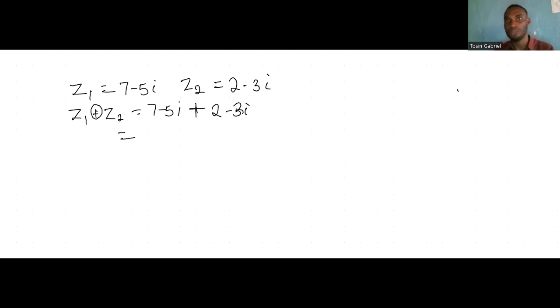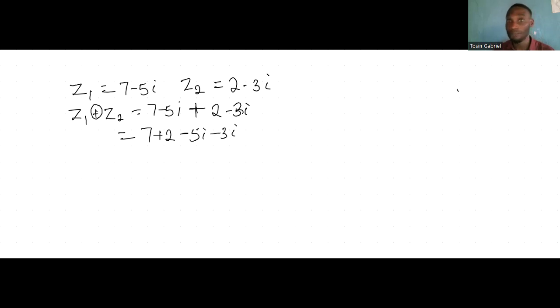So the real part goes with the real part, and the imaginary goes with the imaginary. That is how you do it. When you look at 7 minus 5i, what is the real part? The real part is 7. And when you come here again, the real part is what? The plus 2. Then here we are going to have minus 5i followed by minus 3i.